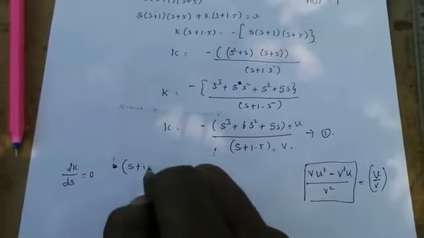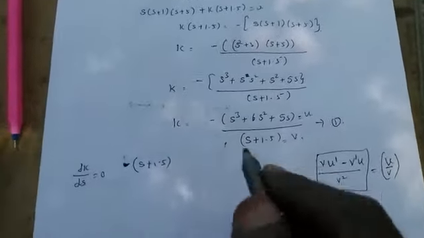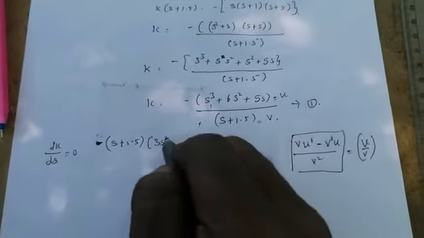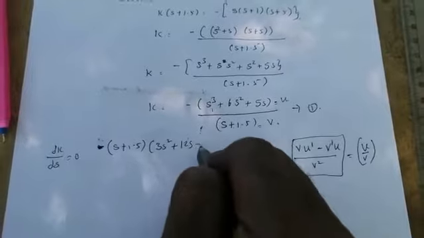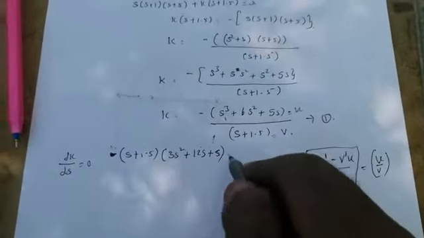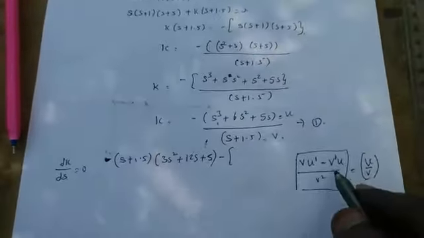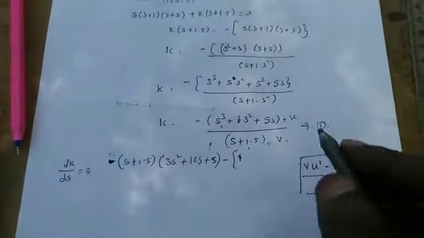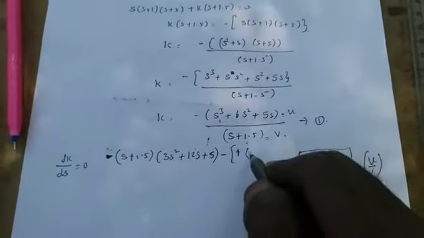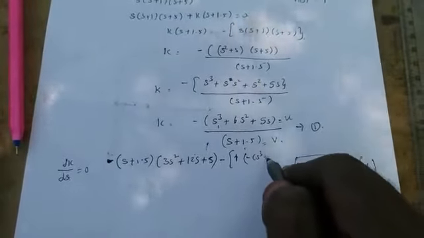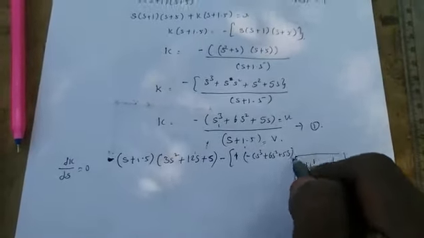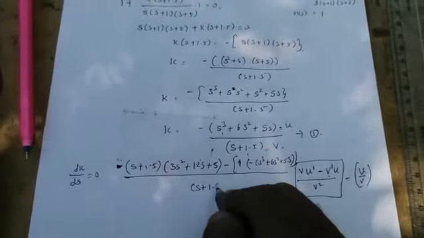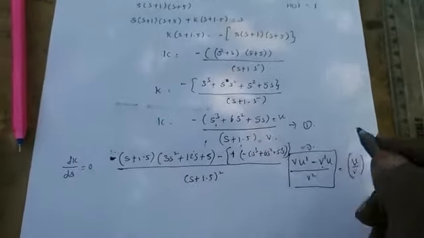S plus 1.5, minus, and if you differentiate this one, what you will get is 3s square plus 12s plus 5 minus v dash. V dash means denominator, so you will get 1 into u. So that is minus of s cubed plus 6s square plus 5s divided by (s plus 1.5) whole square, and it is equal to 0.